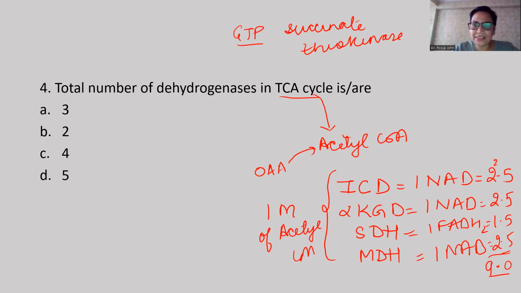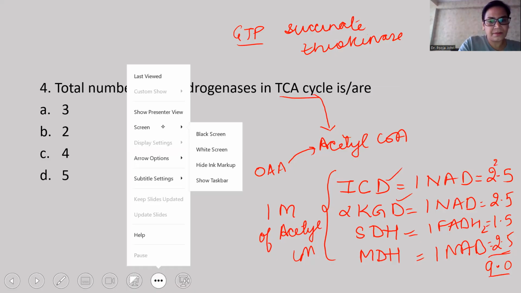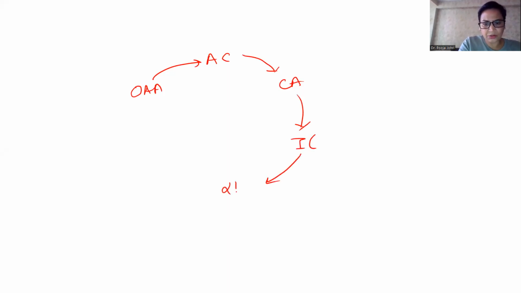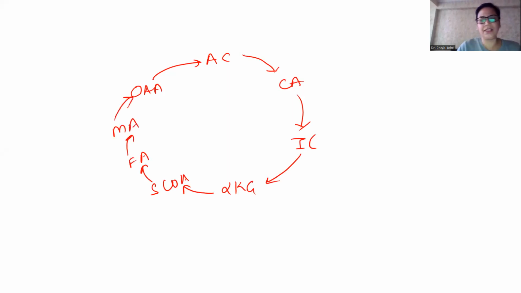Okay, so we can simply say if they are talking about only dehydrogenases, then it can be isocitrate dehydrogenase, alpha ketoglutarate dehydrogenase, succinate dehydrogenase. Because if you remember, oxaloacetic acid forms acetyl CoA. I'm just writing the abbreviation because all of you know this. Citric acid, isocitrate, alpha ketoglutarate, succinyl CoA, fumaric acid, malic acid, and oxaloacetic acid.